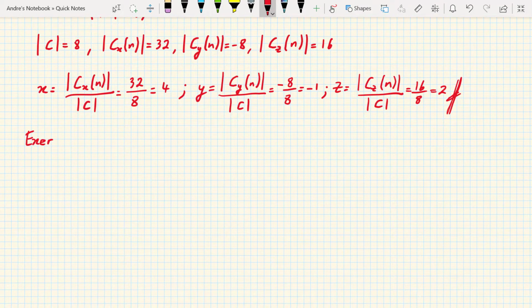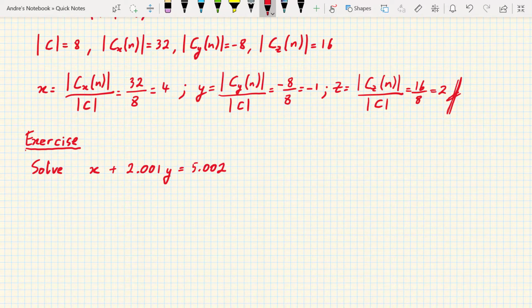Finally, let me leave you with a question to try. Solve x plus 2.001 y equals 5.002, 1.999x plus 4y equals 9.999. If you follow the above method, you should get x equals 1 and y equals 2.